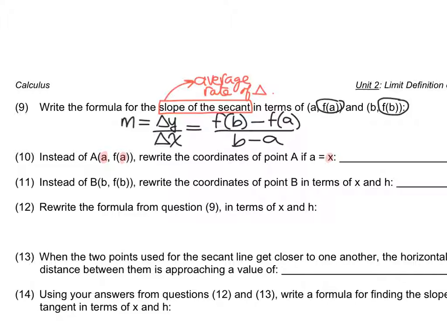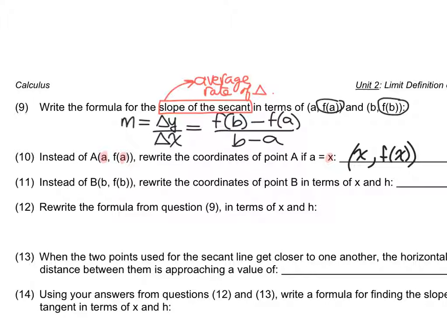All right, so all this is telling me to do is replace the coordinate a comma f of a, replace the a's with x's. That part shouldn't be bad, because it's just literally telling you to rewrite it with x's instead of a's. The second part is a little bit of a different story, because it's saying to write it in terms of x and h.